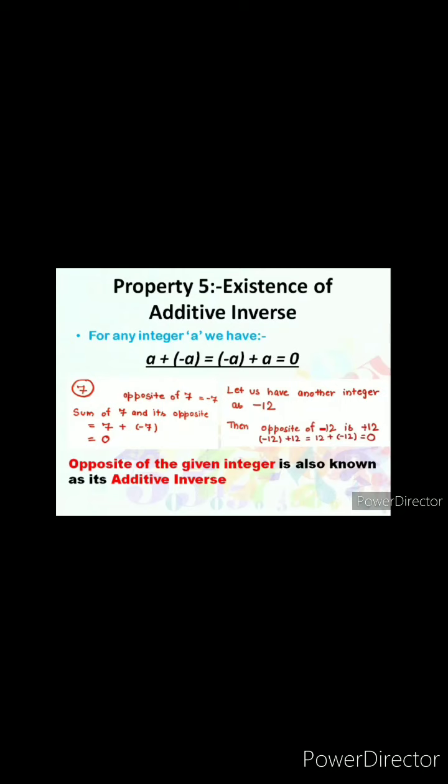Opposite of the given integer is also known as its additive inverse. For example, additive inverse of minus 5 is 5. Now tell me, what is the additive inverse of 99? Yes, it is minus 99. Isn't that easy?